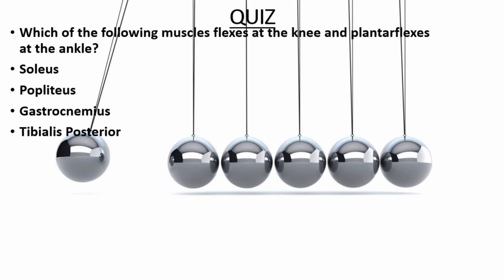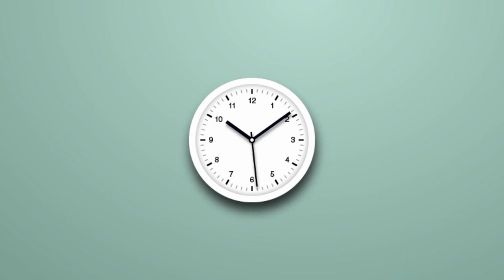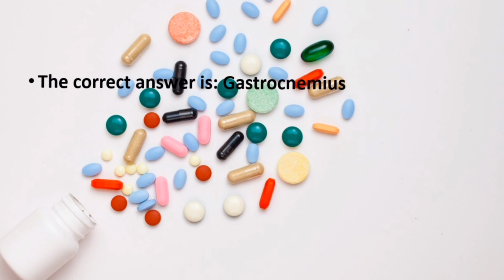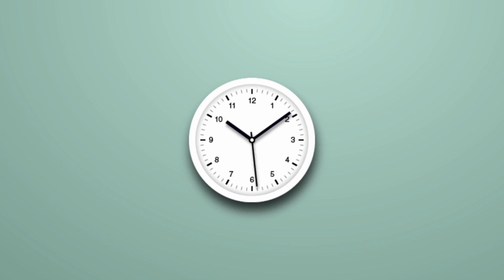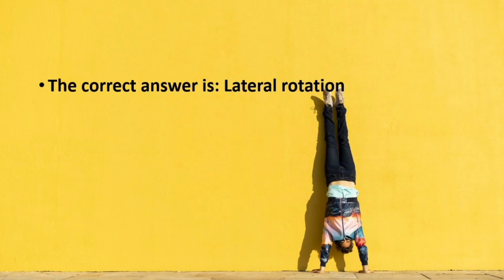1. Which of the following muscles flexes at the knee and plantar flexes at the ankle? Soleus, popliteus, gastrocnemius, tibialis posterior. The correct answer is gastrocnemius. 2. In which direction does the femur move to unlock the knee? Anteriorly, posteriorly, lateral rotation, medial rotation. The correct answer is lateral rotation.